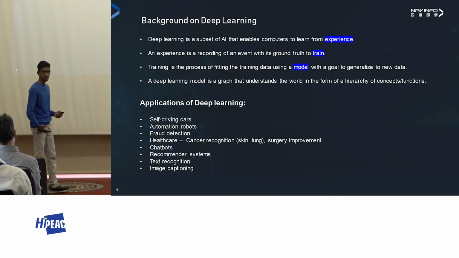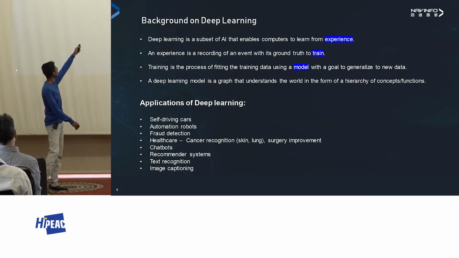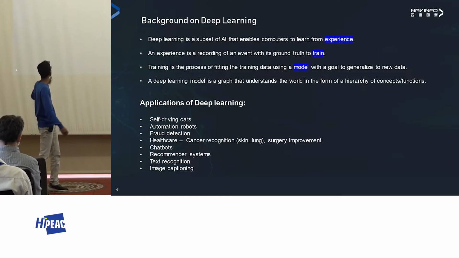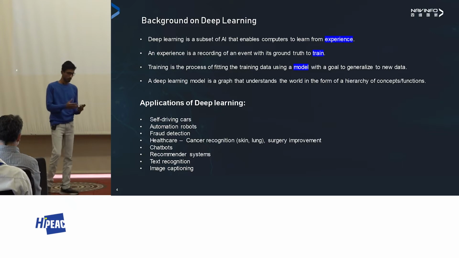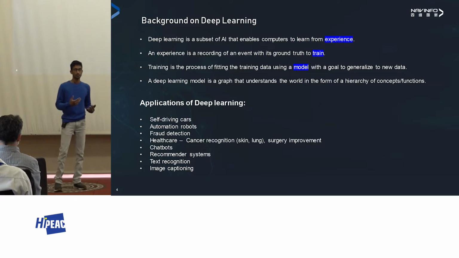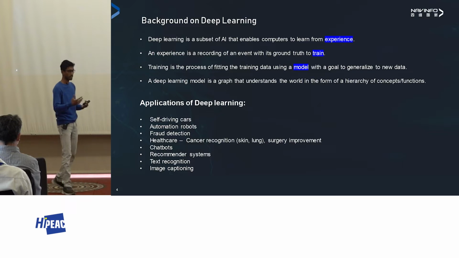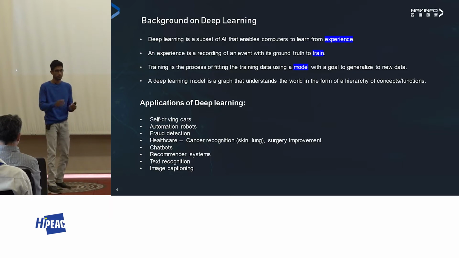Disclaimer, it's not just that, but what is an experience? So we know deep learning, we've identified experience. And what's an experience? An experience, simply put, is a recording. So if I go meet a person, that's an experience. What is happening is the activity, and what's the response is the ground truth.